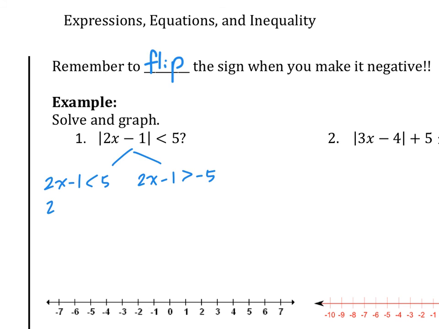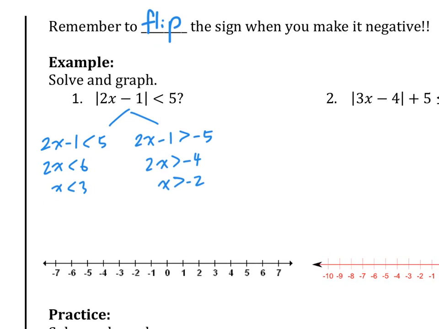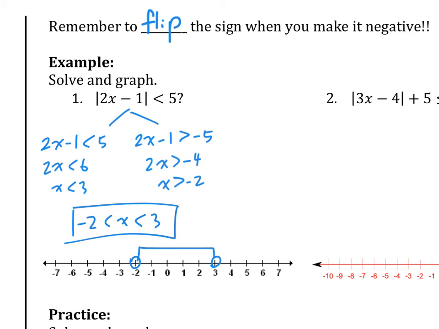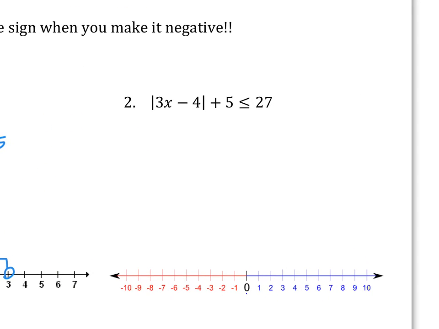All right, let's solve this. 2x less than 6, x less than 3. And here, 2x greater than negative 4, and then x is greater than negative 2. So let's go ahead and graph this here and here, and that's in between. So in between means I can actually rewrite it like this. Okay, and then number 2 is similar.